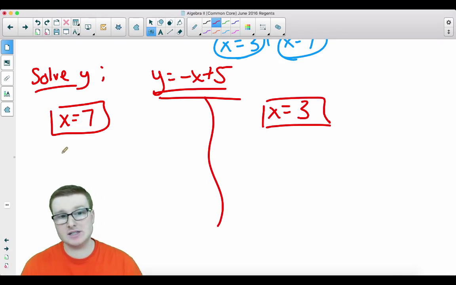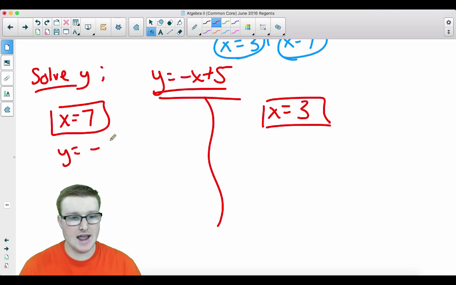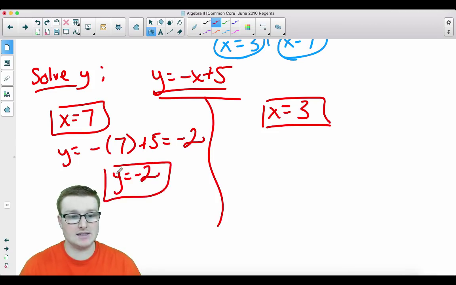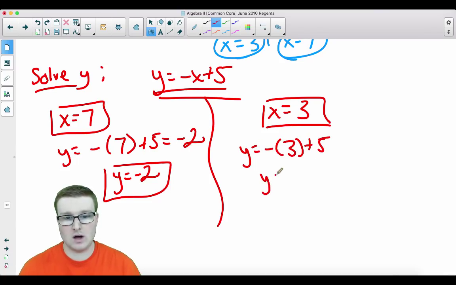So when x is equal to 7, I get y equals negative 1 times 7 plus 5. That equals negative 2. Okay, so y equals negative 2 when x equals 7. Then over here, we get y equals negative 1 times 3 plus 5. We get y equals... Is that 2 as well? Yep. Okay, y equals 2.